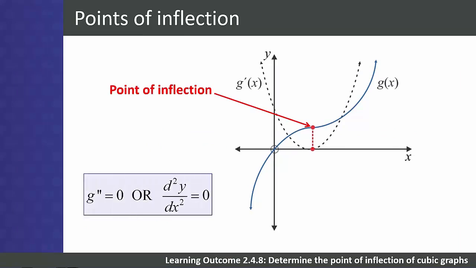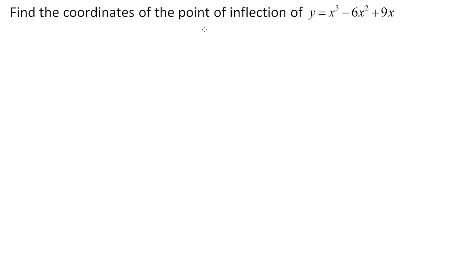We use the second derivative to find the point of inflection because this is the point at which the gradient of the first derivative is 0. Let's look at an example of a lecturer finding a point of inflection. Find the coordinates of the point of inflection of y is equal to x cubed minus 6x squared plus 9x.